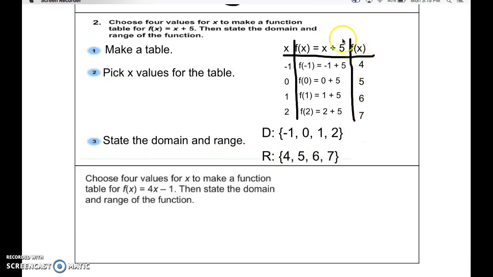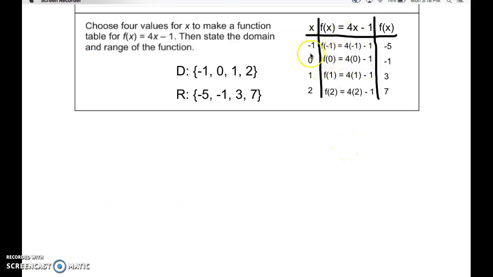Using these steps and this information, please do this next one on your own. Pause the video now and resume when you are ready to check. Okay, so your table looks like the following. If you choose the 4 values that were recommended, -1, 0, 1, and 2 for your input values, your rule here is the f of x equals 4x minus 1, so that just came directly from the problem. And the f of x is the output. That's what that looks like.